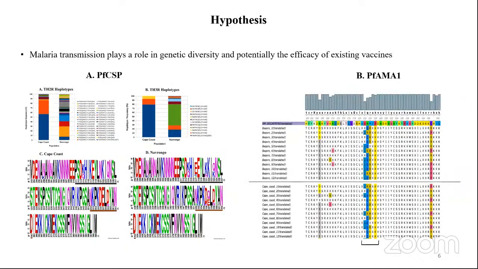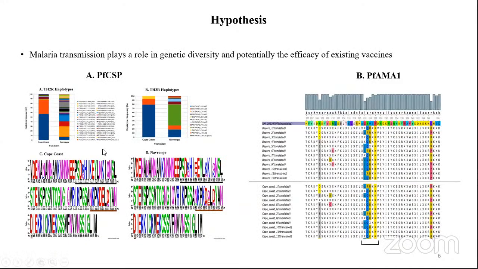So hypothetically, we say that malaria transmission plays a major role in diversity and potentially efficacy. This diversity could impact how efficacious existing vaccines might be in a natural parasite population. In earlier studies conducted on PfCSP in our lab, we found, especially at the C-terminal regions, that we have a lot of haplotypes, which are shown in different colors on the bar plot, along with their frequencies.